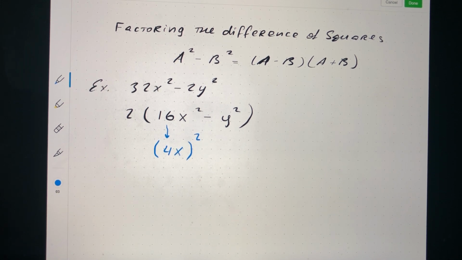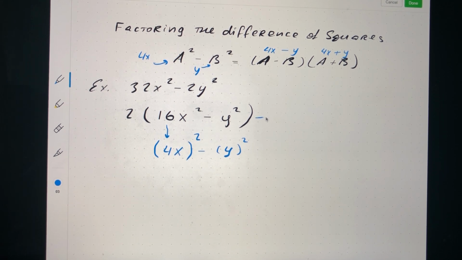So my a is 4x. So in my template I can replace each a with a 4x. And then, can I write y squared as something squared? Well, yes. Y, if it is squared, would give y squared. So the b happens to be y, and that means we can fill in the rest of the template.